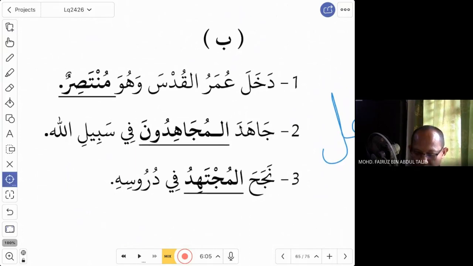Al-jumla al-ula. Dakhala Umaru al-Qudsa wa huwa muntasirun. Umar entered Quds. Anybody know where this is? This is a city, Quds.